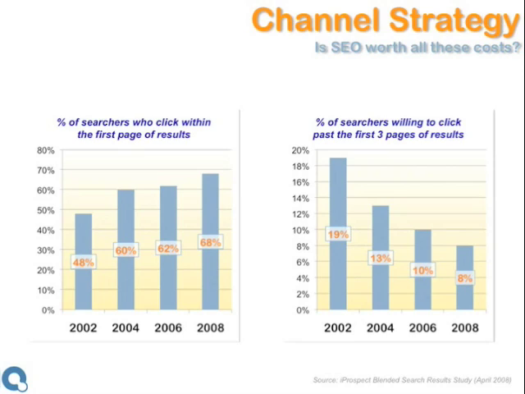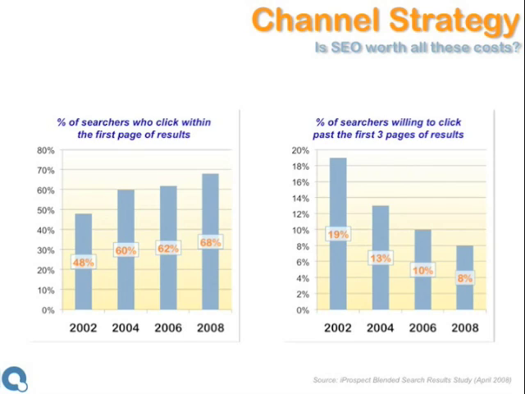Consider the number of searchers who, when using a search engine, will click within the first page of results. That number, just a few years ago, under 50%, is now well beyond 2/3 and trending upward. Whereas if you look at the number of searchers who are willing to go past the first 3 pages, clearly that attention span has diminished. It used to be roughly 1 out of 5 just about 7 years ago, and now less than 1 out of 10 searchers are willing to click past the first 3 pages.